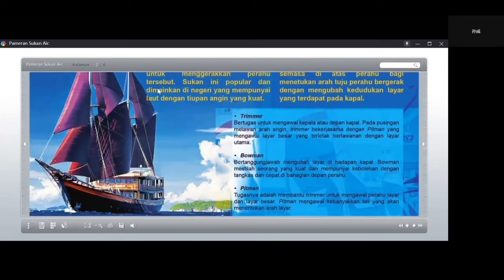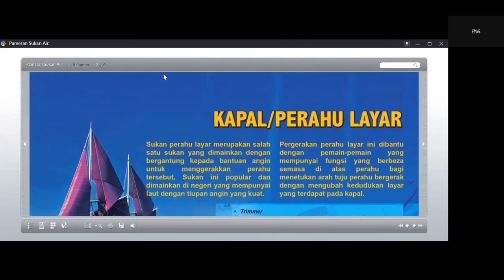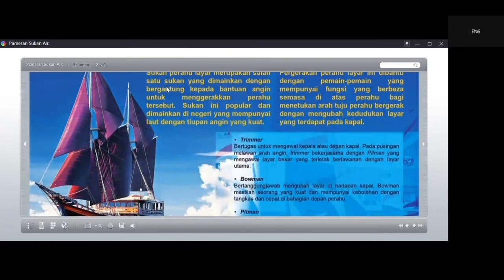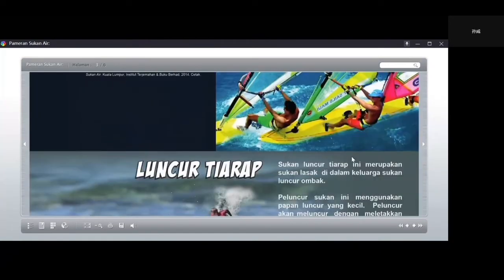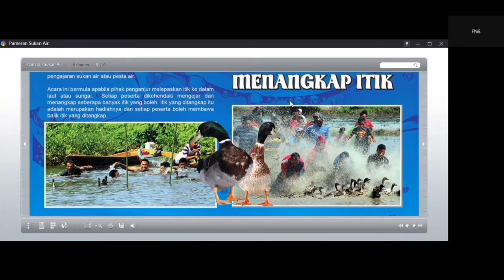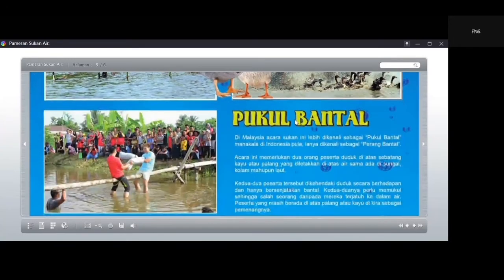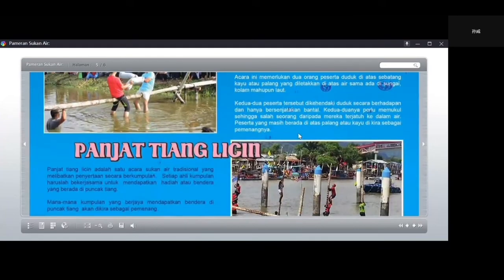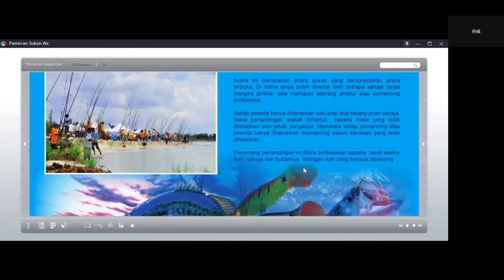Among them, the panels mainly focus on sailing projects with special descriptions, including their project characteristics and the main components of sailing. For example, the trimmer, the steering pendant arm, and the center controller are the core devices for the control of the sailboat. At the same time, the boat also introduces the skills of surfing. In addition, Malaysian traditional water sports include catching ducks, pukul bento, slide bar ladder, and fishing.